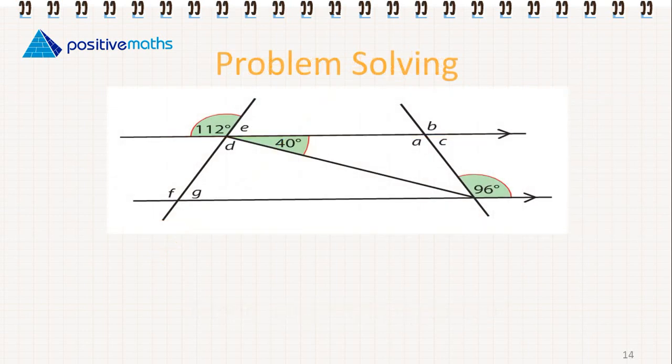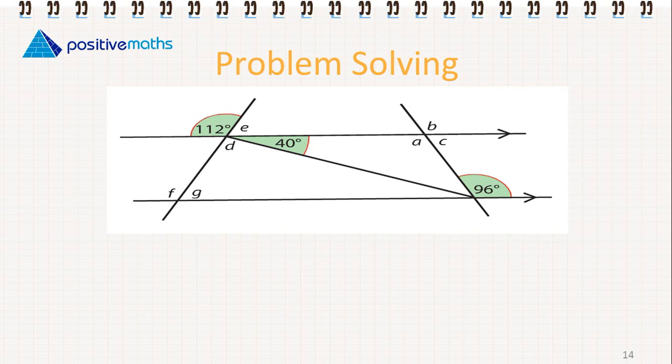We need to use all of these different types of rules to solve a problem like this. We're given different lines, different angles. We're told the measure of three of the angles, so 112 degrees, 40 degrees, and 96 degrees. Then we have to find the measure of the angles A, B, C, D, E, F, and G.